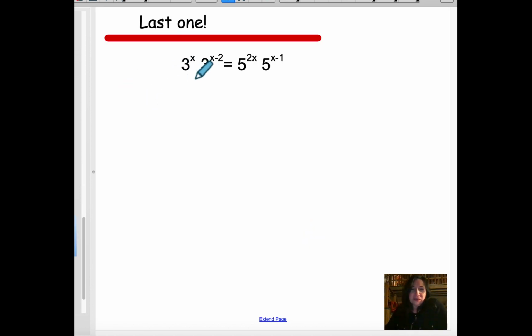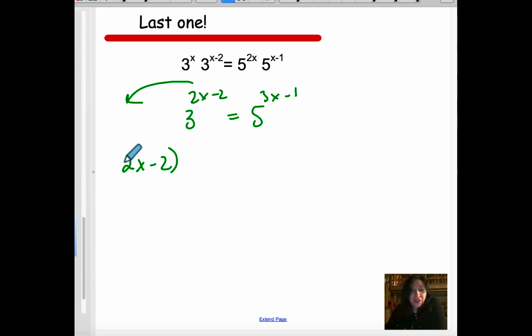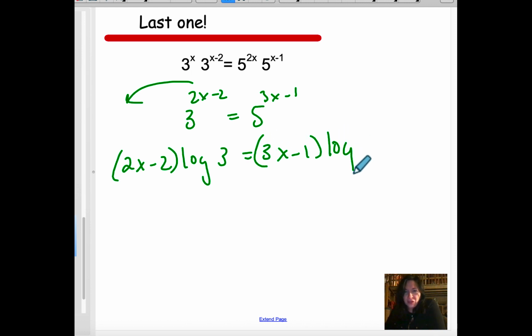For this, okay, this is the last one. Thank goodness. So we have 3 to the 2x minus 2 is equal to 5 to the 3x minus 1. Bring this out front, and so we get 2x minus 2. Just in case you didn't get enough of the last problem, I'm only doing this one time. Bring that out front. So 3x minus 1 times log of 5.